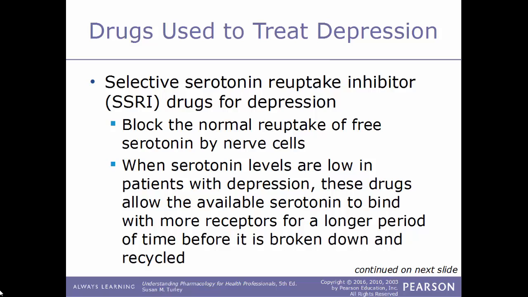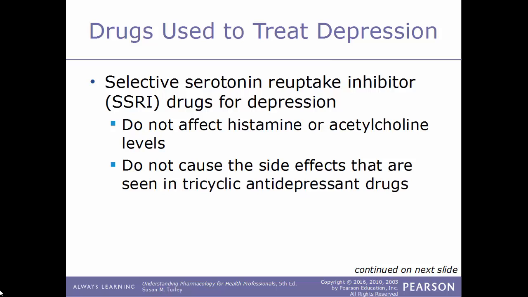The other category of drugs are the SSRIs, selective serotonin reuptake inhibitors. These work because they block the normal reuptake of free serotonin by nerve cells. So when serotonin levels are low in patients with depression, these drugs allow the available serotonin to bind with more receptors for a longer period of time before it gets broken down and eventually recycled. Now, SSRIs do not affect histamine or acetylcholine levels, and they do not cause the side effects that are seen in the tricyclic antidepressant drugs.